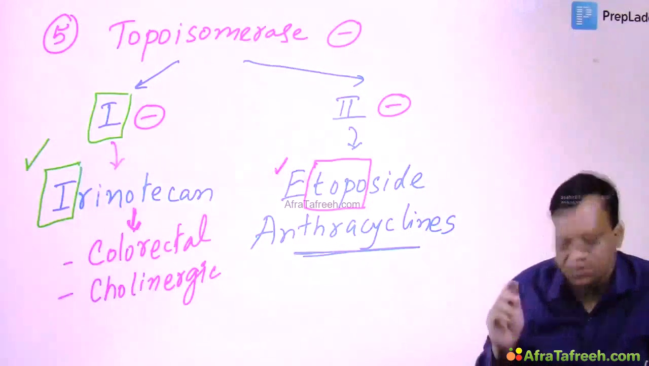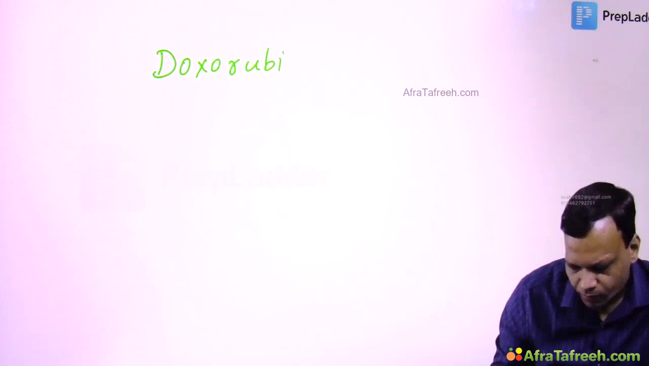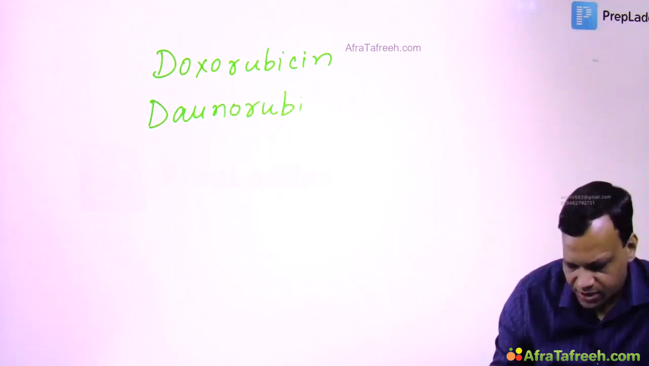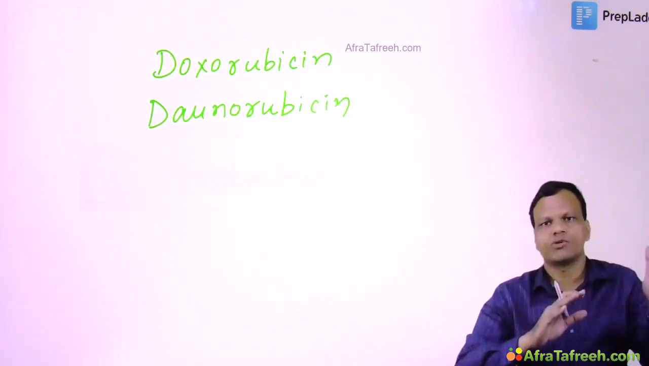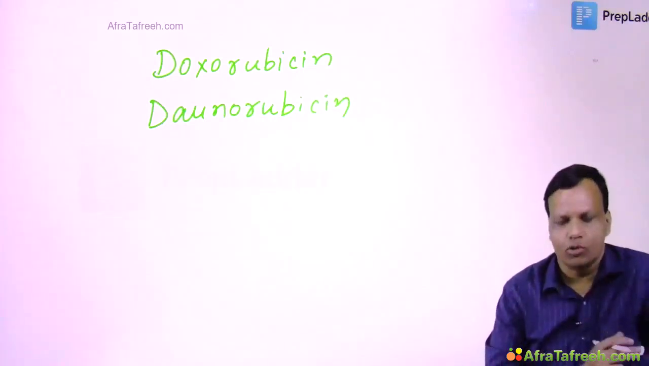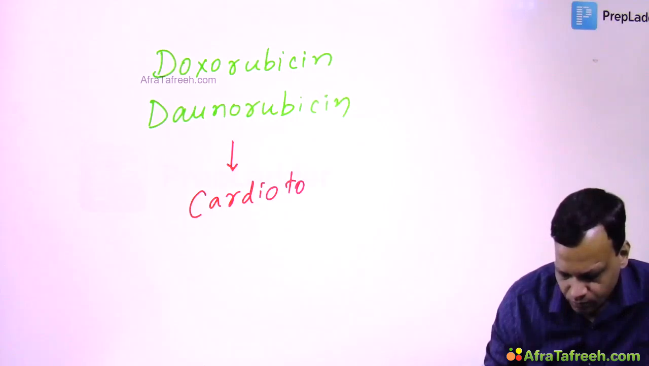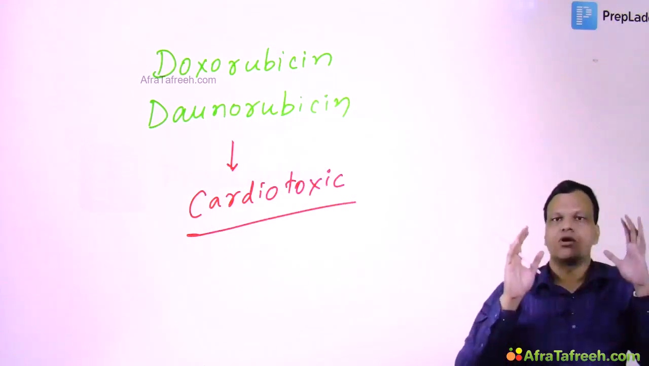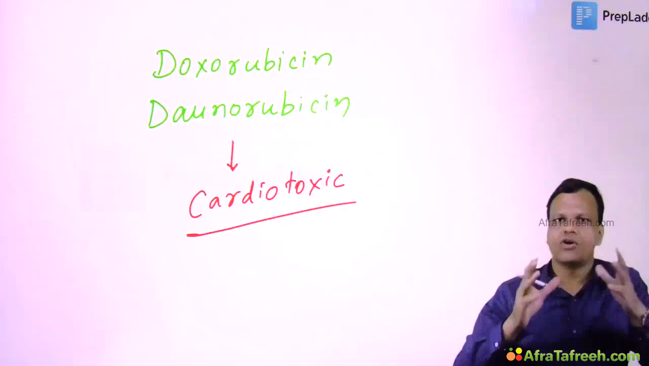Now coming to anthracyclines. Anthracycline is a group, and the drugs in the anthracycline group are doxorubicin and daunorubicin. Doxorubicin and daunorubicin are anthracyclines. Apart from the common side effects of bone marrow suppression, alopecia, diarrhea and hyperuricemia, the special side effect of these drugs is that they are cardiotoxic. They can damage the heart. They can cause congestive heart failure. They can cause arrhythmias. They can cause cardiomyopathies.